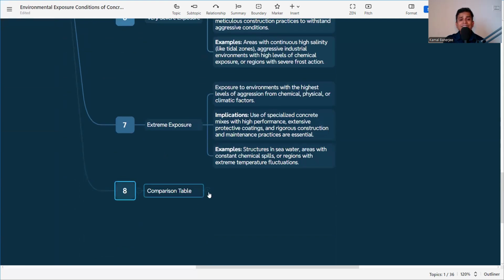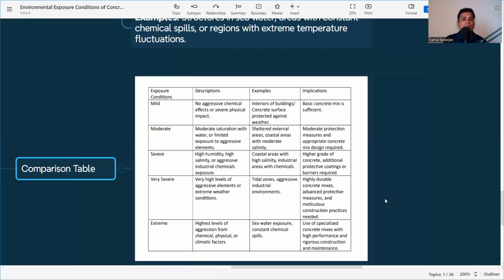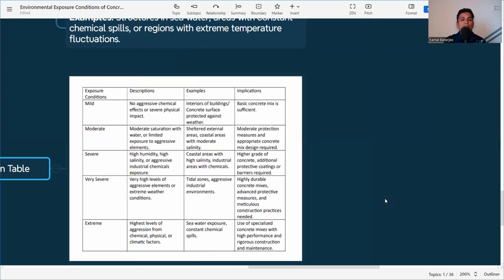So let's see the comparison. According to IS 456, mild exposure means no aggressive chemical effect or severe physical impact. Example: interior of buildings, concrete surface protected against weather, and a basic concrete mix is sufficient for that. Moderate exposure is saturation with water or limited exposure to aggressive elements. Examples are sheltered external areas, coastal areas with moderate salinity. And what is the implication? Moderate protection measures and appropriate concrete mix design are required.